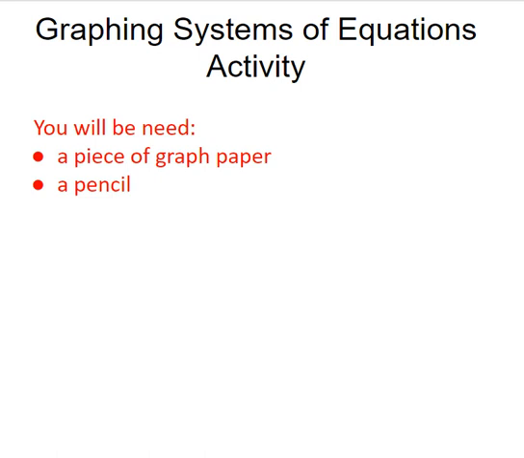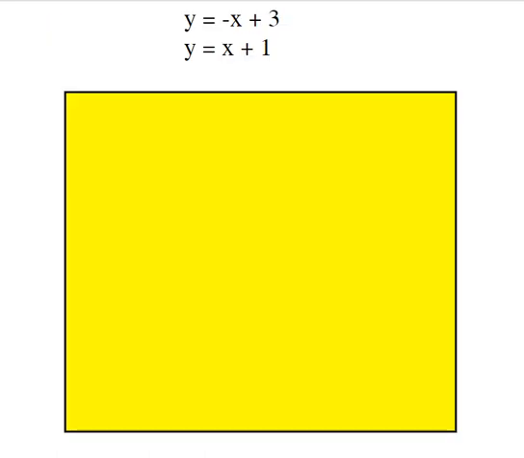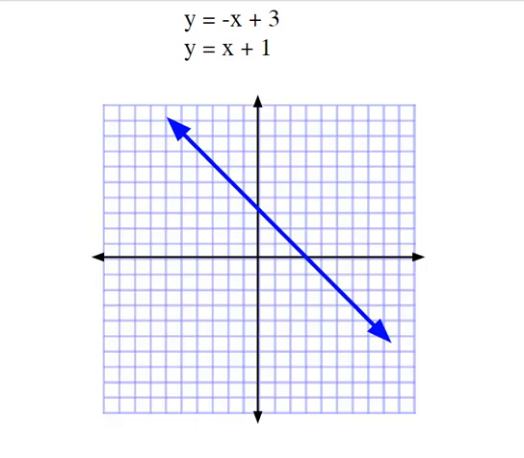So here we go. Here's our first two equations, y equals negative x plus 3 and y equals x plus 1. They are already in the correct format of y equals mx plus b so that you get the slope and the y-intercept. So let's graph that top one first. Pause the video and graph that top one first. Welcome back. This is what it should look like. It's going downhill and it's crossing at positive 3.